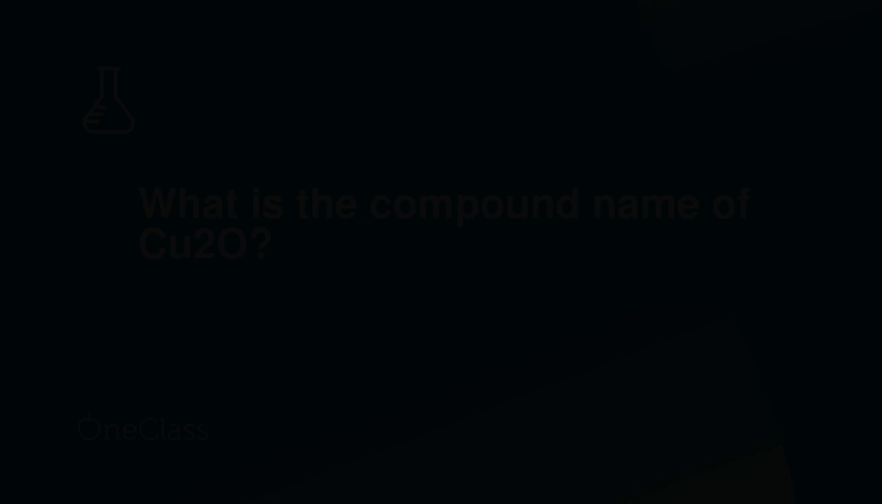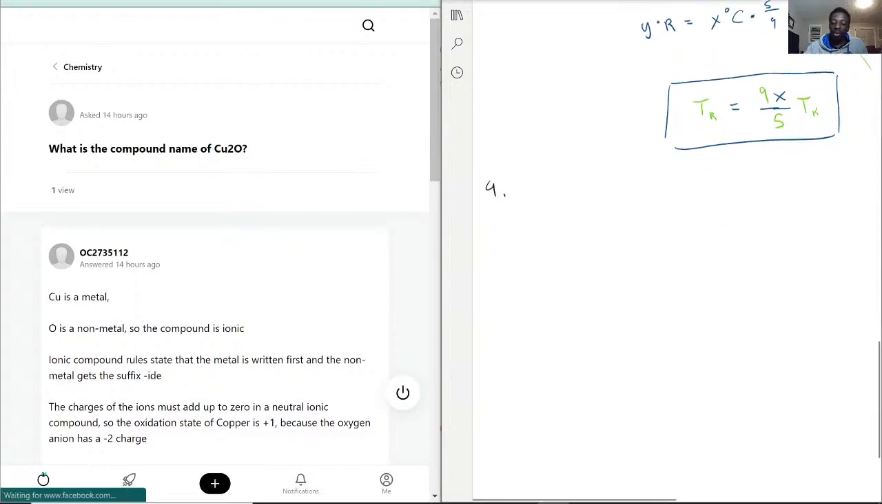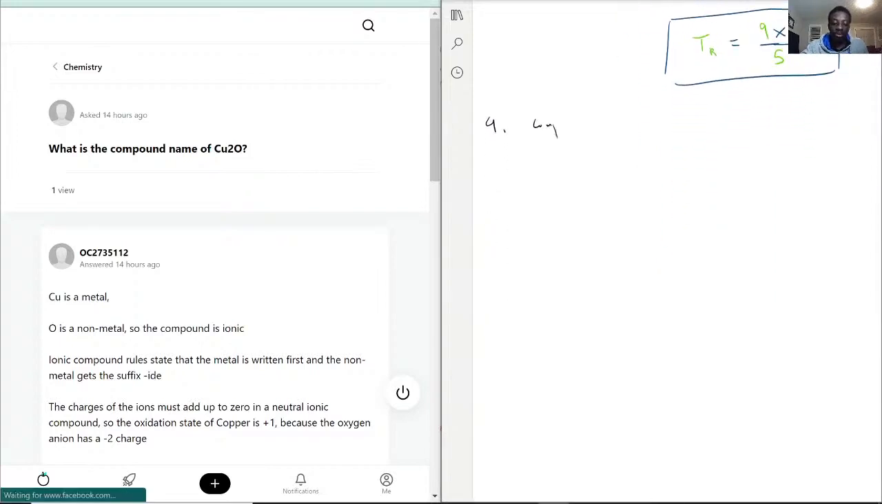Question 4. What is a compound name of Cu2O? Okay. So the way we're going to break this down is we're going to separate by their constituents.